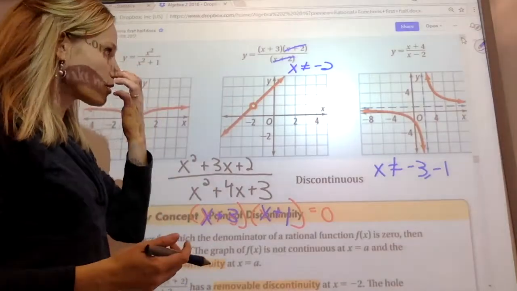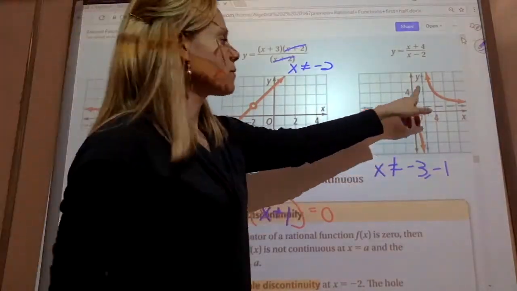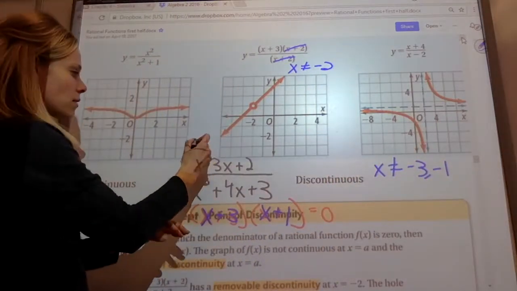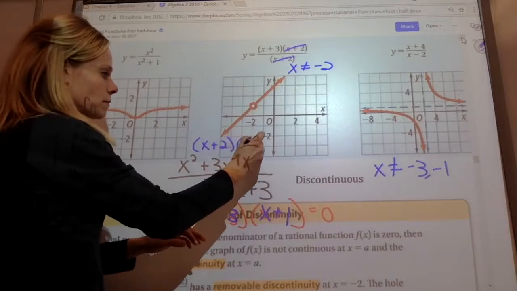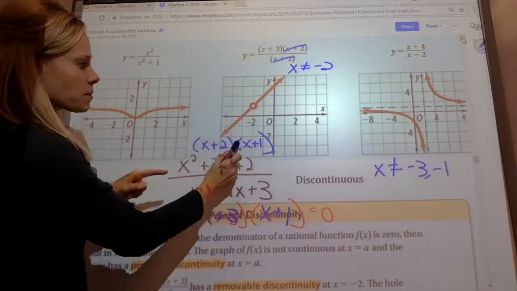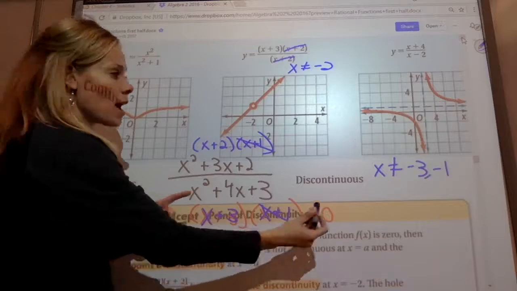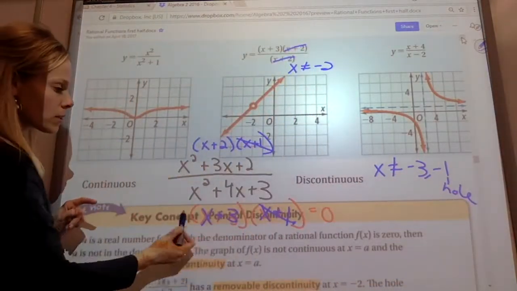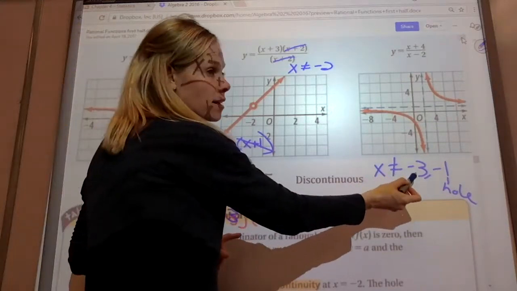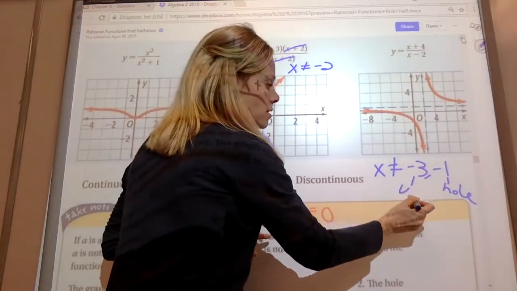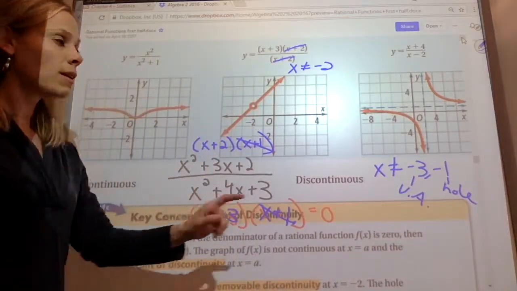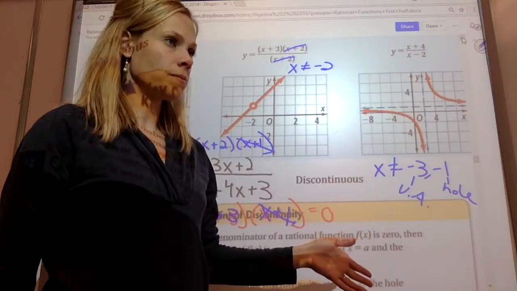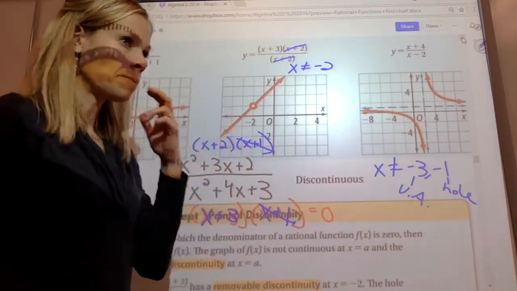Okay? If it doesn't cross off, I have a vertical asymptote. Okay? So if I factor the top here, see how these x + 1s would cross off? That means this -1 was a hole. Okay? x + 3 didn't cross off, but still x cannot be -3. That means that's a vertical asymptote. Whatever x cannot be is defined as a hole or vertical asymptote. Okay, you with me so far?